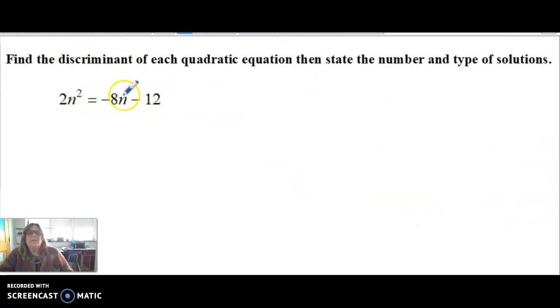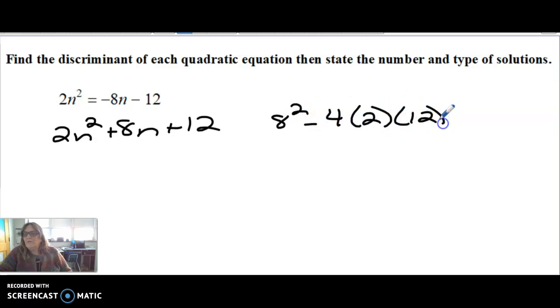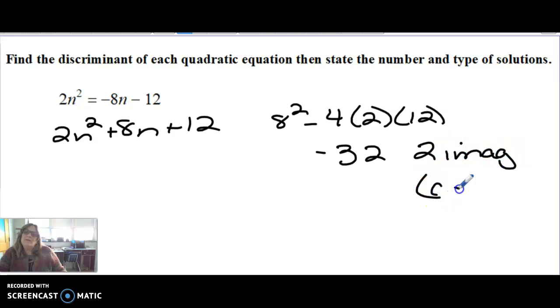Now on this one, they want us to use our discriminant. So we're going to find our A, B, and C value again by setting it equal to 0 and just plugging it in. So my B value is 8 minus 4 times my A value times my C value. If I do all of that, plugging it into a calculator, I get a negative 32. So if I have a negative number, then that means I have two imaginary solutions or complex.